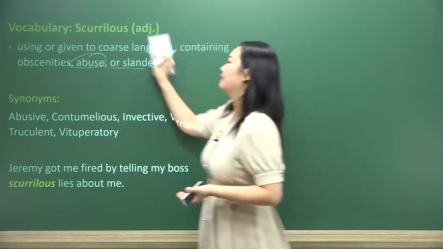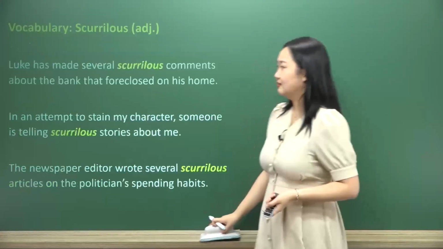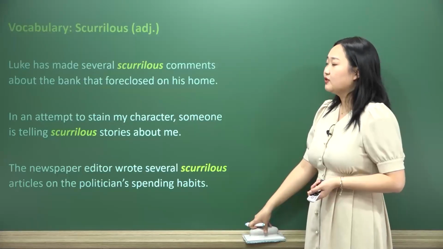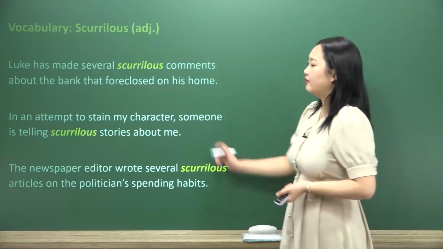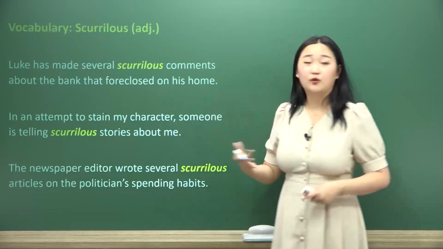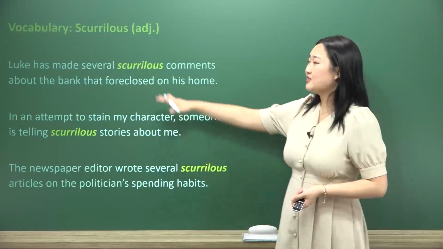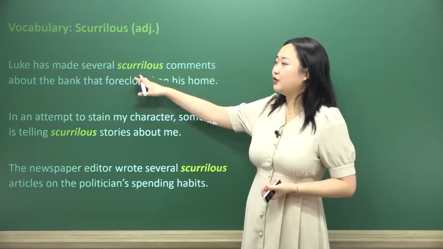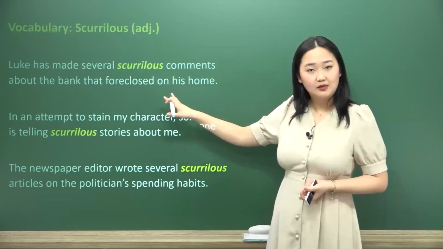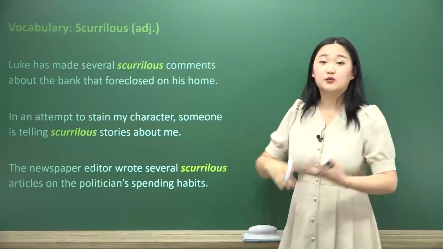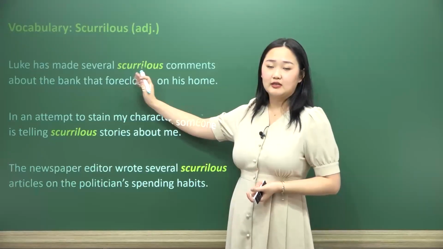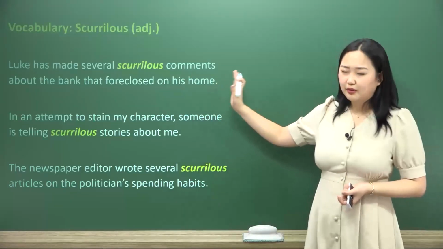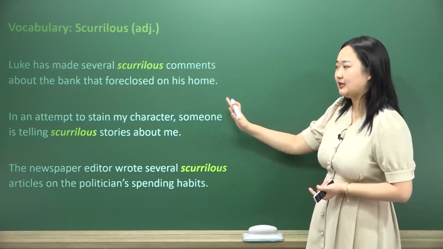And so hopefully we're not falling into that category of doing that ourselves. Luke has made several scurrilous comments about the bank that foreclosed on his home. If you have a bank that's foreclosing on your home, you're pretty much losing your home. And so he's made a very coarse selection of statements against the bank, as one would if you lose your house. And probably scurrilous here, meaning abusive and also perhaps containing some obscenities.